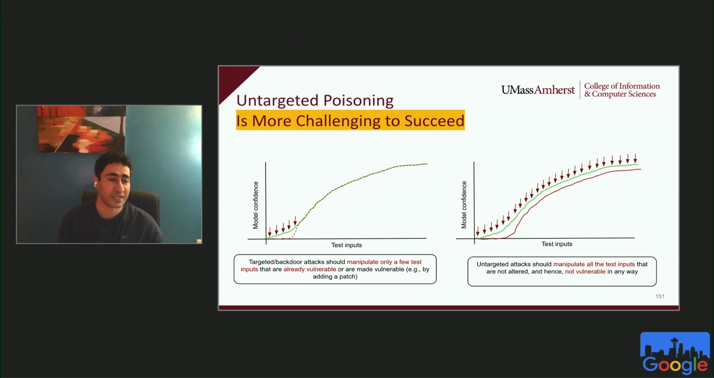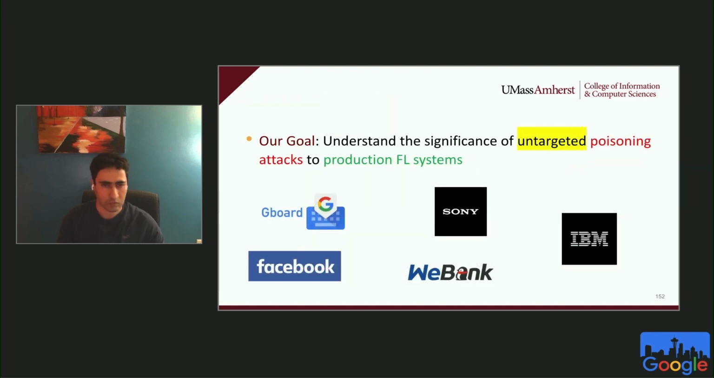It's worth mentioning that designing untargeted attacks is technically more challenging, because now your optimization goal is to impact not just a few samples within the sample space, but arbitrary input samples. So we narrow down our focus to understand the impact of untargeted poisoning attacks on production FL systems.